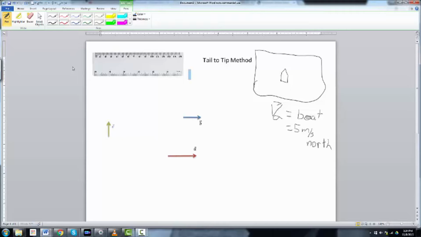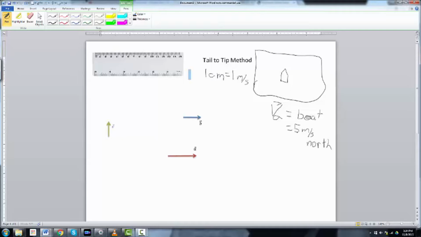So the way that we're going to use the arrow to represent this is first we need to talk about the scale. The longer the vector, the longer the arrow. So let's say I'm going to set up my scale to be 1 centimeter. It's going to be equal to 1 meter per second. So what this means is for every centimeter my arrow is, that's going to correlate to how fast my boat is going to go.